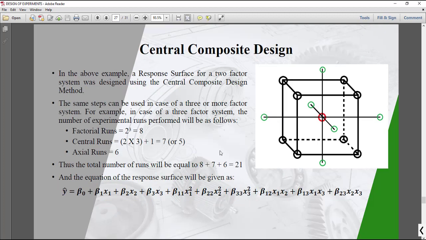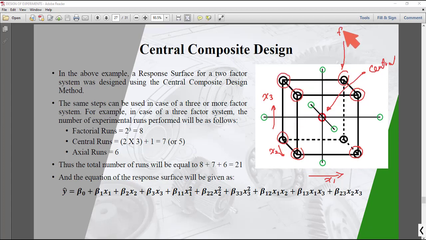In a similar way, you can create a response surface model for three factors also, using central composite design. See, over here we have our three factors. Whatever they might be, I am not interested, but this is our x1, this is our x2, and this is our x3, right? These are our three factors. This is the central value, the central run. These black points, what I have marked in black, are your factorial runs.